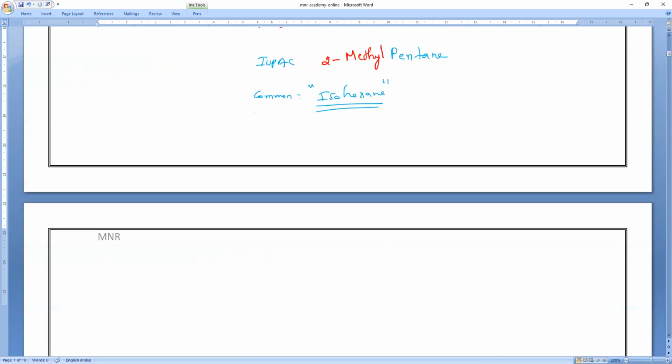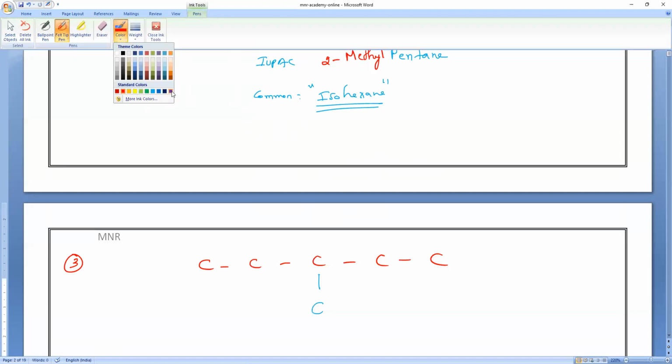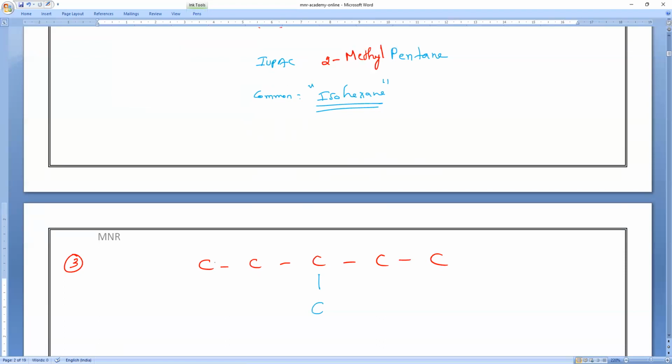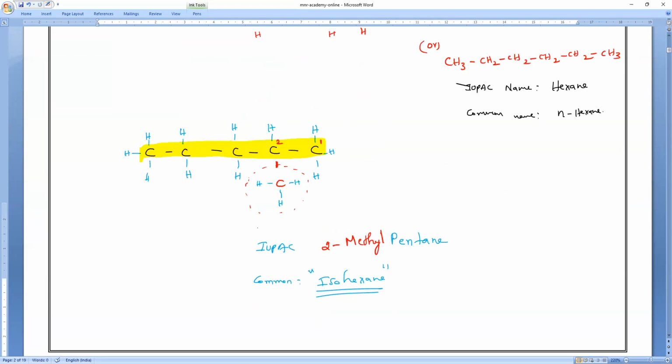Next, third one. Put that same branch, exactly one, instead of the second carbon, on the third carbon. 1, 2, 3, 4, 5. Now I am putting it on the third carbon. From the right side and the left side, both are the same, so anyhow that carbon should get the least number. The number of hydrogens, tell me fast.